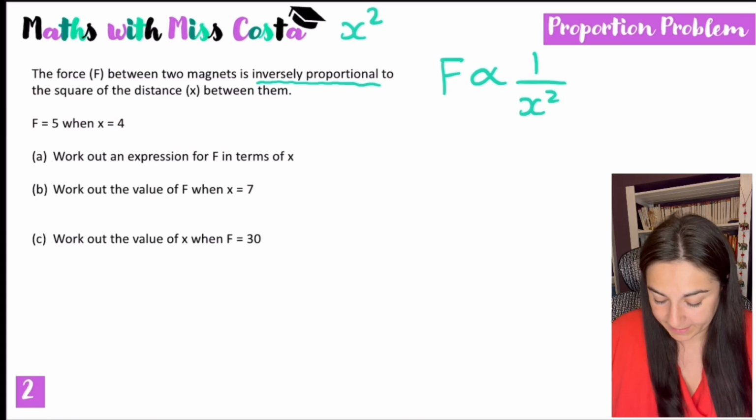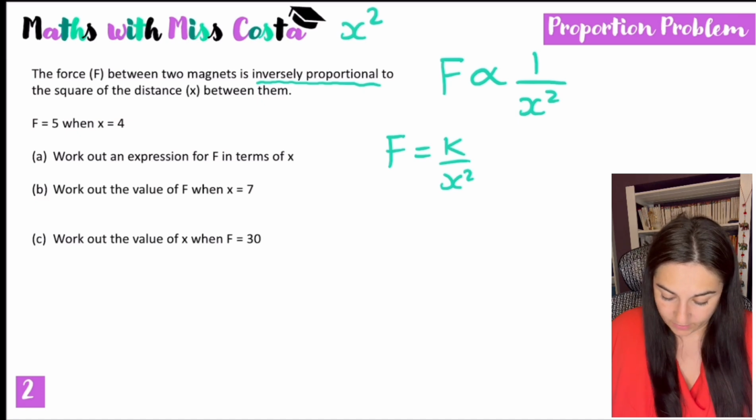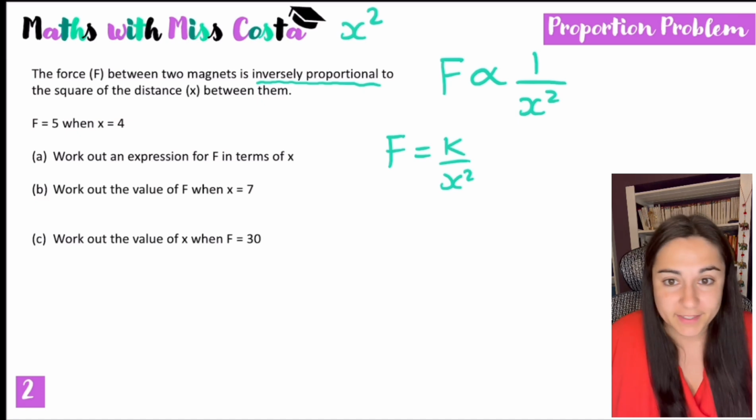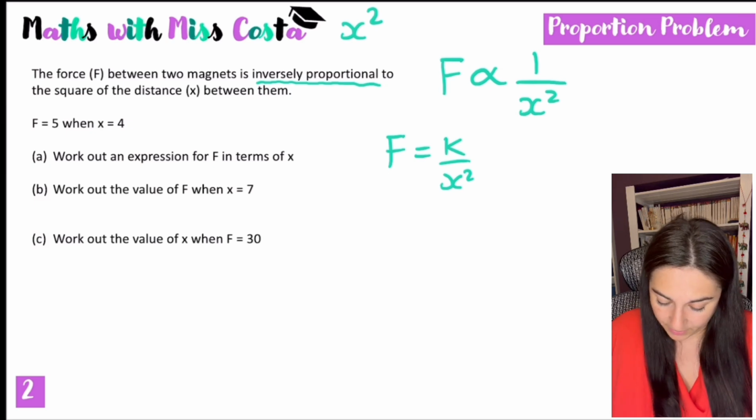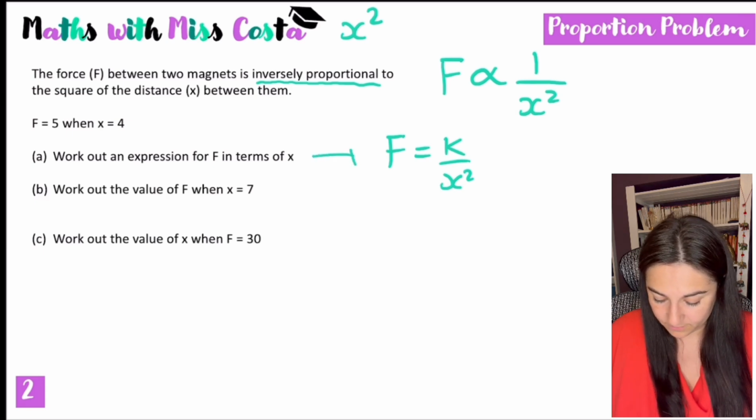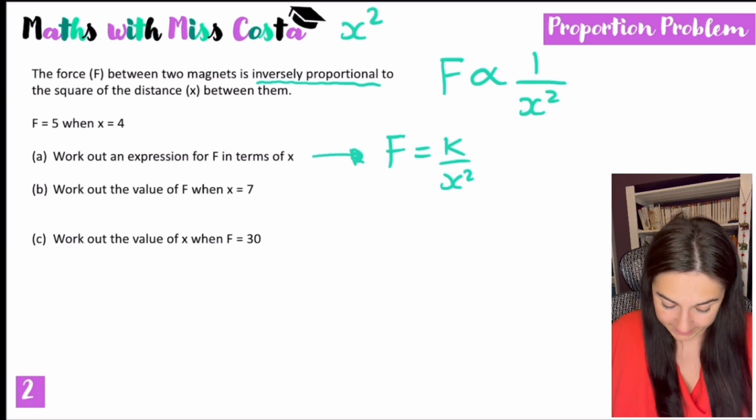Now, I've written my statement of proportionality. I could write that as F equals K over X squared. Hopefully, if this is making no sense to you, then watch a video on inverse proportion. So I've got my formula. Now I need to work out an expression for F in terms of X. Well, I've done that. F is K over X squared.